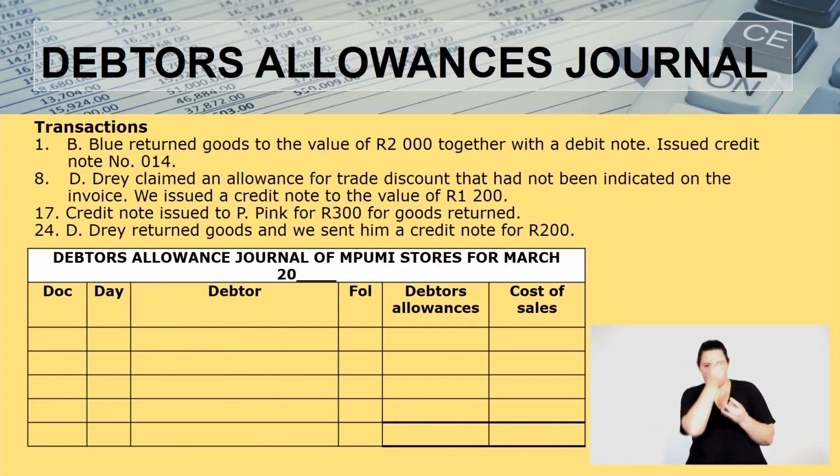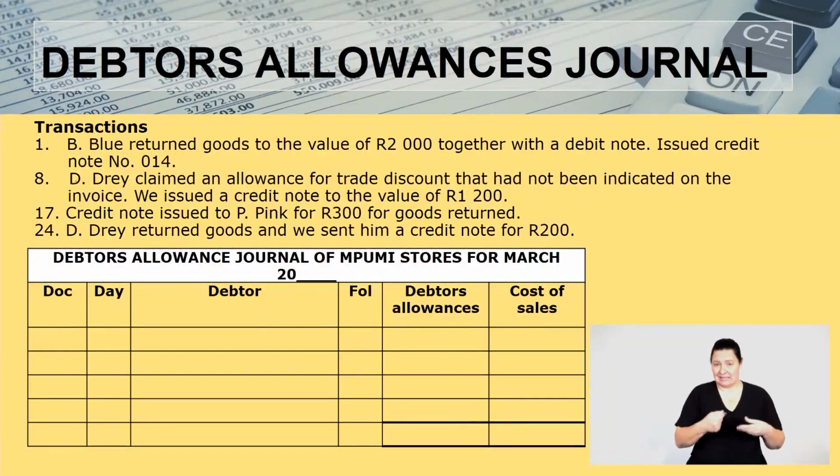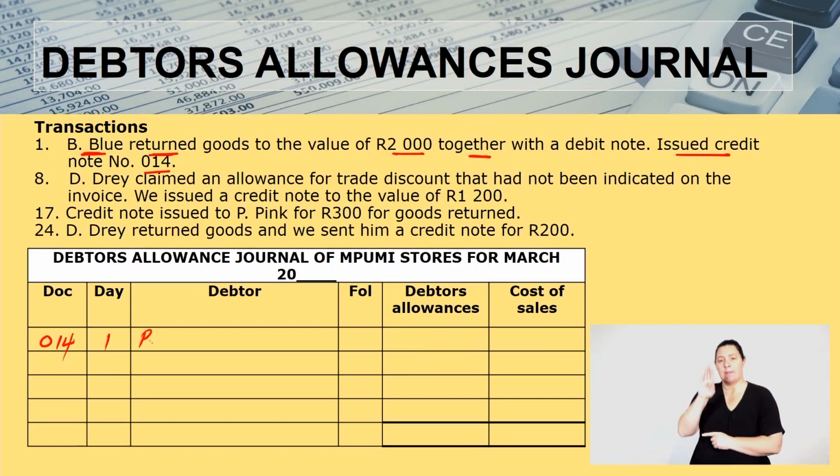Let's see more information that we were given. This is the information that we're going to use now to prepare our debtors allowances journal. Grab your pen, pencil, have somewhere to write because we're going to start doing some calculations now. B Blue returned goods to us with a value of 2,000, together with a debit note, and we issued a credit note, number 014. The day is the first. The debtor is B Blue.